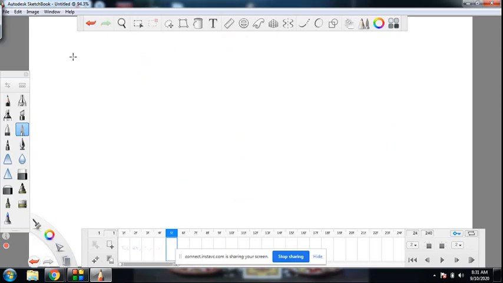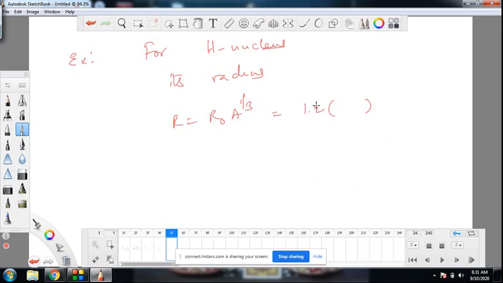Just as an example, let us see for the hydrogen nucleus. Its radius is given by R is R naught into A power 1 by 3. R naught is 1.2 Fermi, let us say. The mass number A for hydrogen is 1, so 1 power 1 by 3 times 1.2 Fermi. This is the radius of the hydrogen nucleus.